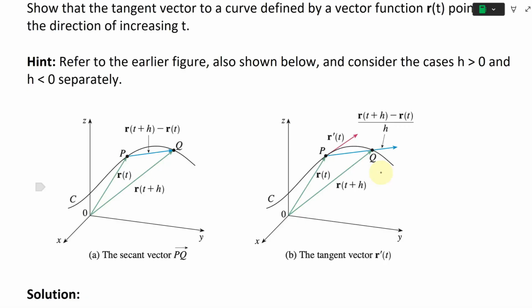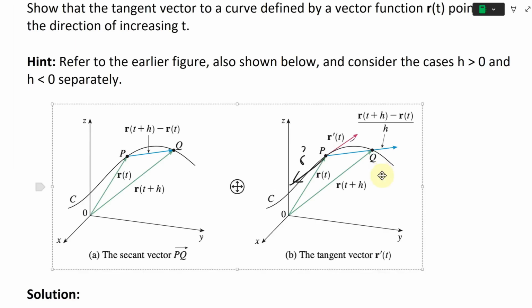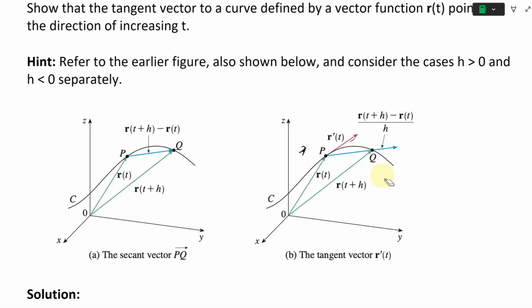As h approaches 0, this becomes the same. Basically it's saying that if t is increasing here, this would be in the direction of it. If t is increasing on the other side, this would actually be the derivative of the vector function, and that's what it's saying. So we have to prove that, and let's see what happens.